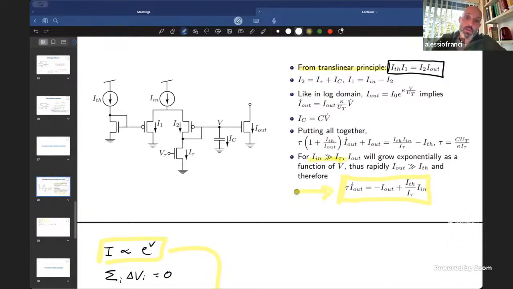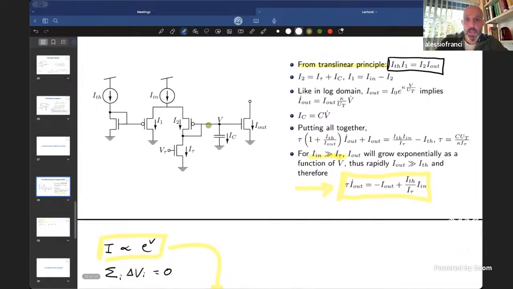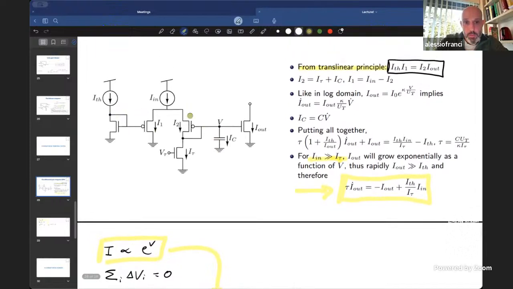So this was fast. If you're interested, we can analyze this circuit in more detail. Just drop me a message and we can discuss it again. But the idea is that with a very small number of transistors and in a way that's very compatible with modern technology, you can realize this linear first-order differential equation.